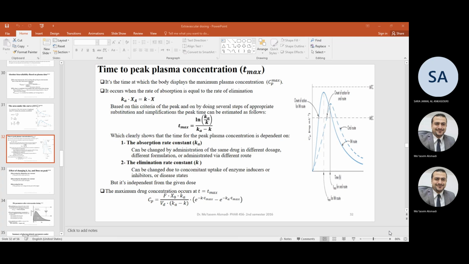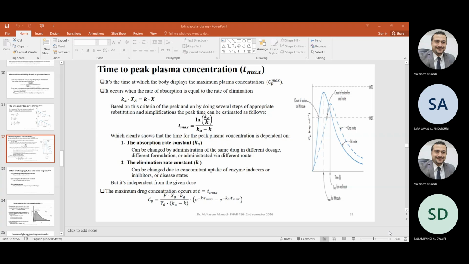The Tmax. Now, once you get the Tmax, how to get the Cmax? Simply, you plug in the value of the Tmax in the equation for the concentration in plasma. So you substitute the T by Tmax. That's how you get the Cp max. So if I ask you on an exam, what's the Cp max? You have to do two steps of calculation. The first step to get the Tmax, and the second step to get the Cp max by plugging the value of the Tmax in this equation.